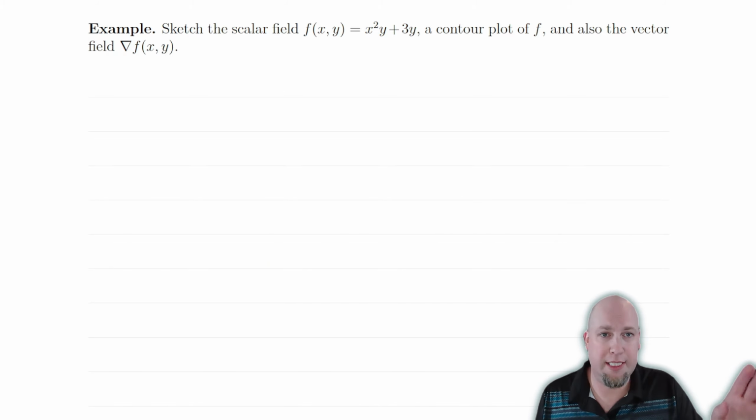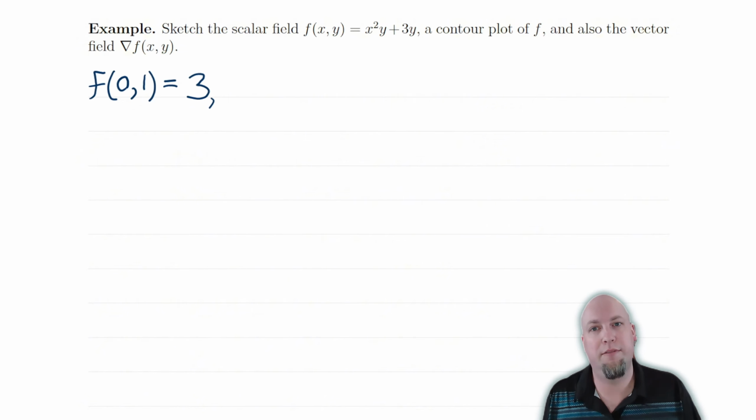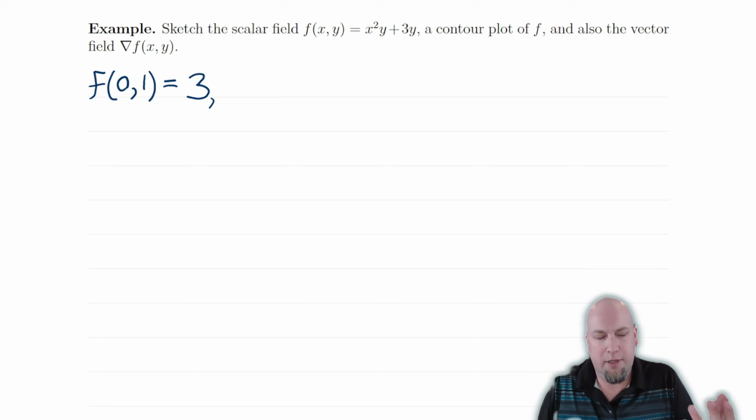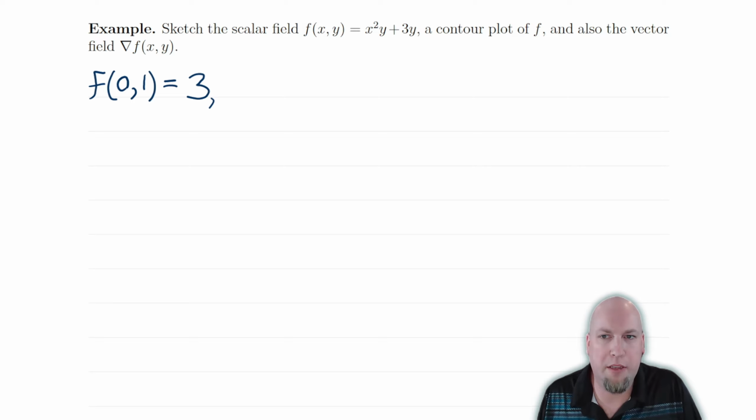Okay, so let's do this one at a time. We've got 3 things that we want to plot. We're going to plot them all on the same axes, but one at a time. Let's start with plotting the scalar field. And how did we do that? Well, this is from last week. We just plug in a bunch of values and plot those numbers.